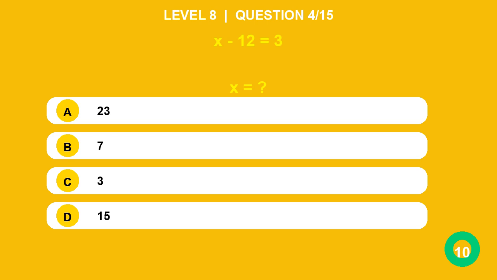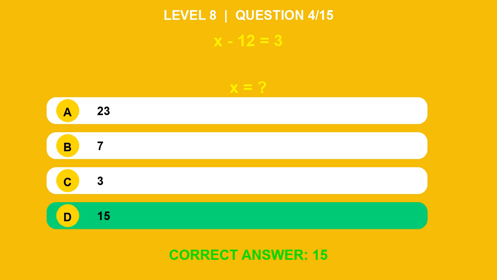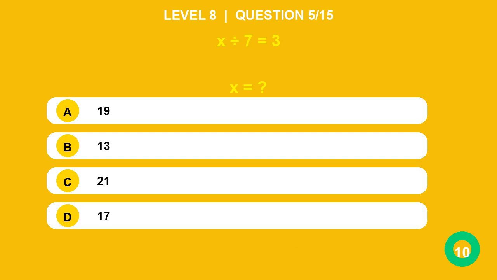X equals? Answer is 15. X divided by 7 equals 3.